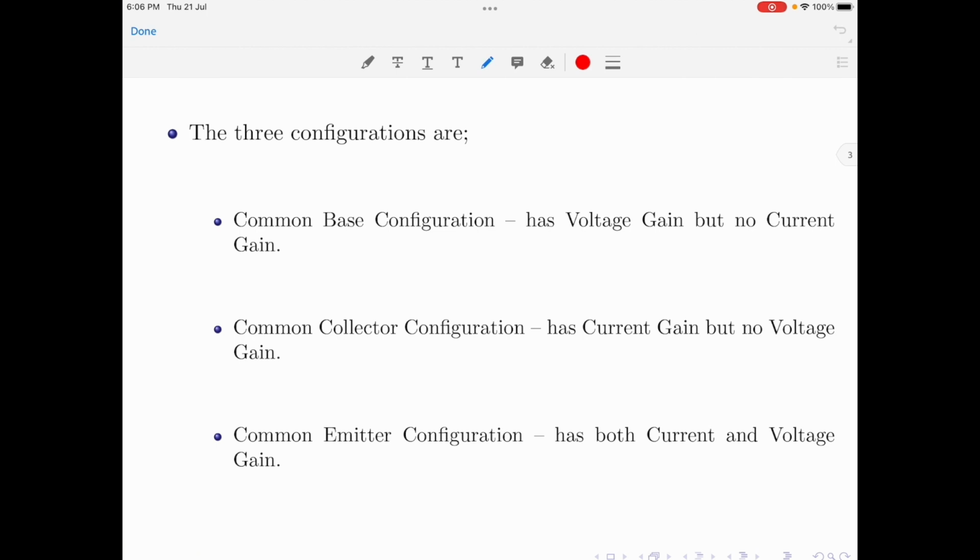Particularly, the common base configuration has a high voltage gain but no current gain. The common collector configuration has a high current gain but no voltage gain. And lastly, the common emitter configuration has both current as well as voltage gains. Let us now discuss each of these configuration techniques in brief detail.